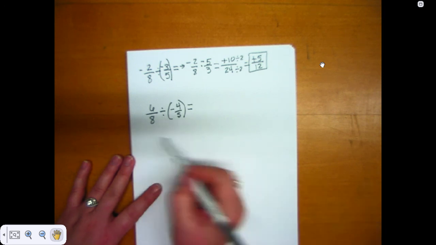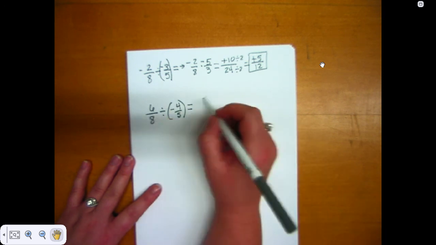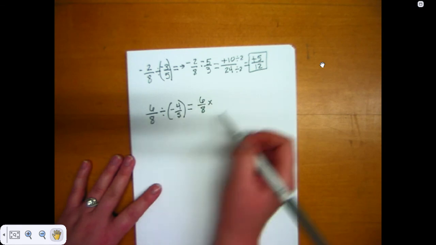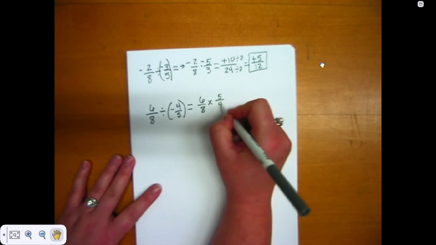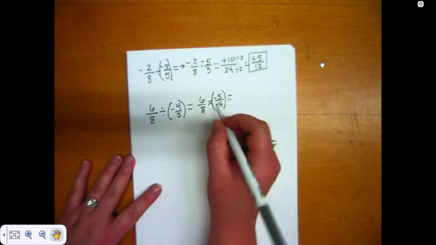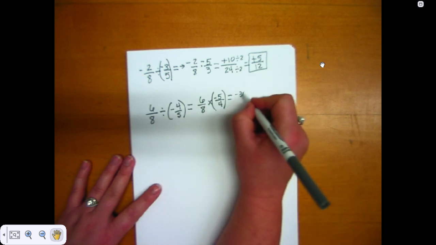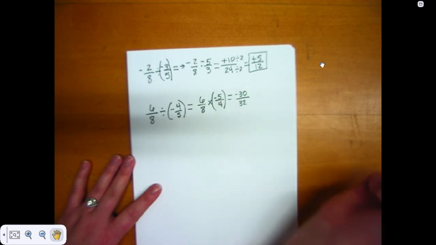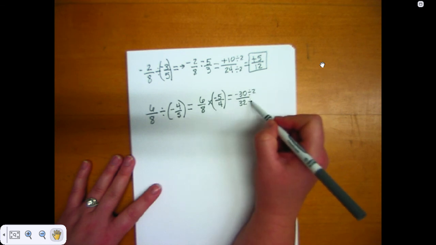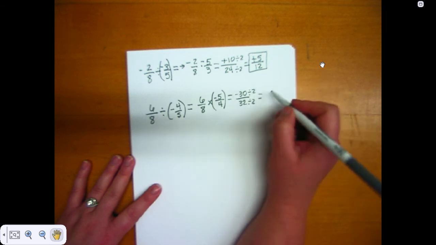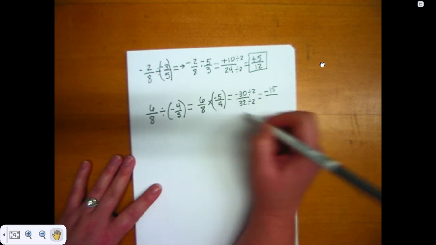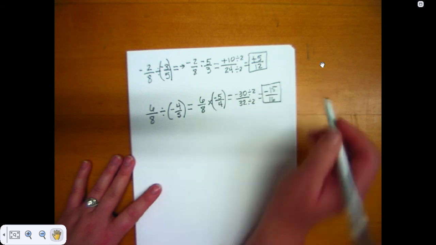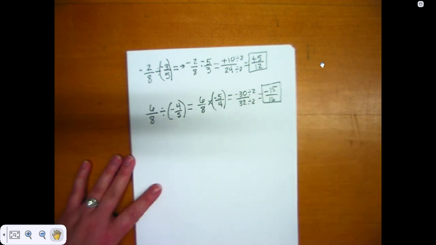Okay, so the first thing you do is nothing to the first number, 6/8. Change it to multiply. Flip the second one. Don't forget your sign. 6 times negative 5 is negative 30, and 8 times 4 is 32. I can divide both of these by 2. 30 divided by 2 is negative 15. 32 divided by 2 is 16. So my final answer is negative 15/16.